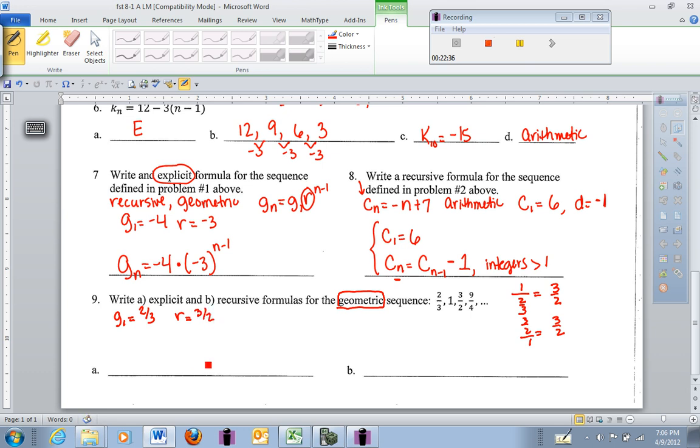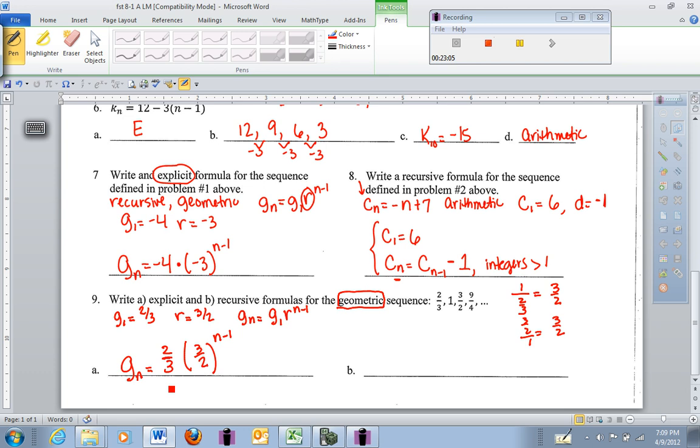Okay, I'm going to write my explicit formula first. So I look on my blue note card. It's under geometric sequences. The formula says that I'm going to use g sub n is equal to g sub 1 r to the n minus 1. So I'm going to say that my nth term is equal to my first term, 2/3, times my common ratio, 3/2, and then that would be to the n minus 1 power. Okay, I'm not going to multiply the 2/3 times the 3/2 and try to do any canceling, because under order of operations we would have to raise this to the n minus 1 power first before we multiply by 2/3.